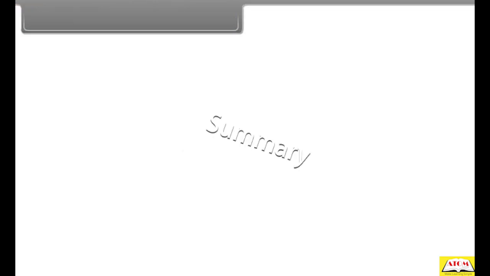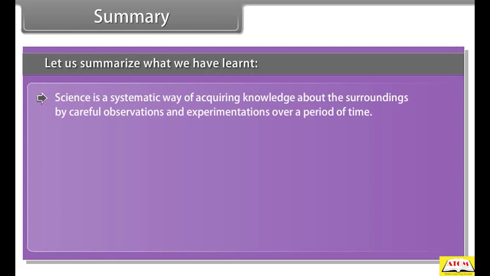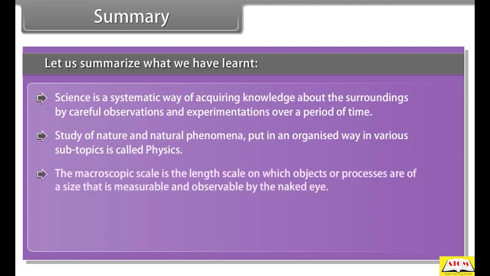Summary. Let us summarize what we have learned. Science is a systematic way of acquiring knowledge about the surroundings by careful observations and experimentations over a period of time. Study of nature and natural phenomena put in an organized way in various subtopics is called physics. The macroscopic scale is the length scale on which objects or processes are of a size that is measurable and observable by the naked eye.